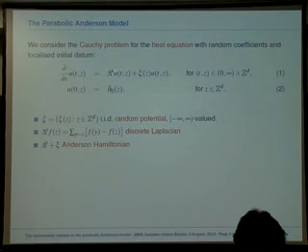The operator on the right-hand side, this is the so-called Anderson Hamiltonian. This plays also an important role in mathematical physics. It's sometimes called a random Schrödinger operator. Some few words about this come a bit later.